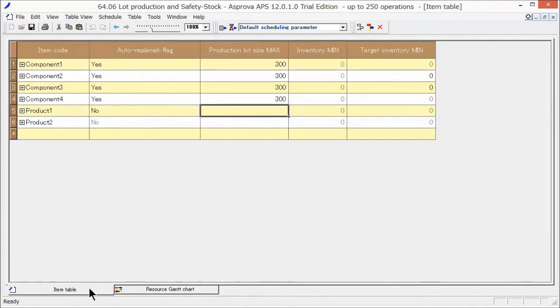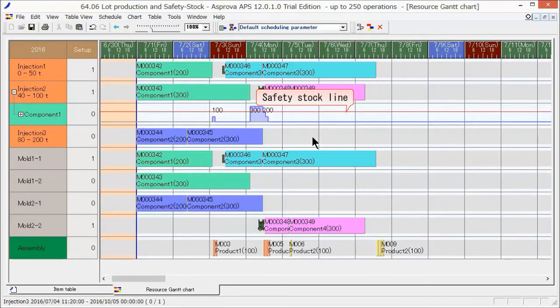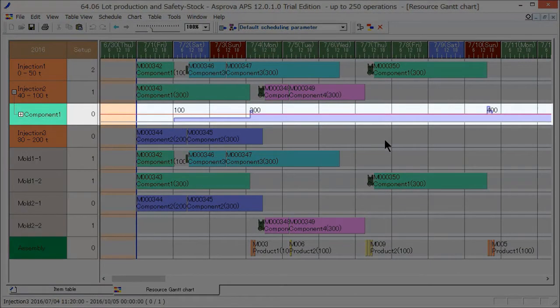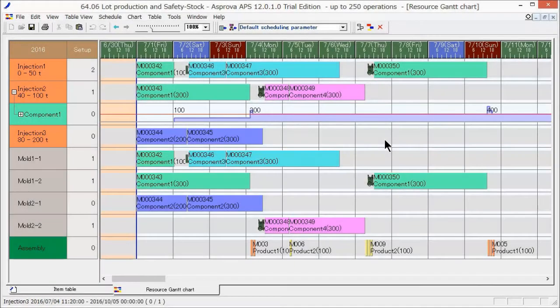In the item table, set Inventory Min to 200. The safety stock line is displayed in red. Let's reschedule. Under the new schedule, 200 pieces of inventory are secured at all times. Thus, we can handle sudden demand or defects in an amount up to 200 pieces.